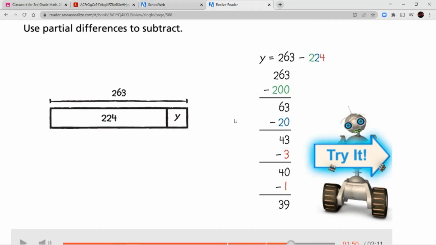Okay, here, follow along with the subtraction that they did. So when they subtracted partial differences, they started with the 100. So they took away the 200 from the 224, which left 263 minus 200, leaving us with 63. Then they subtracted the tens place, which was that 20. So 63 minus 20 was 43. Now, since we have a 3 in the ones place, instead of subtracting the 4 all at once, they subtracted the 3 first to get it down to a solid group of 10. 43 minus 3 is 40. And then they subtracted that last one to get them to 39.